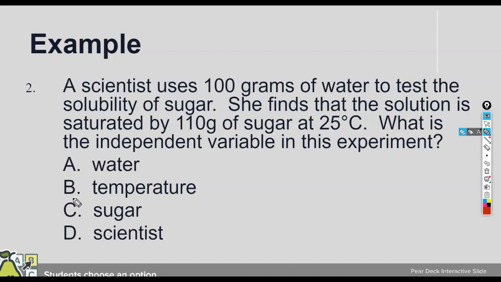Okay, so remember, in this type of experiment with solubility, the thing that the scientist is controlling is the temperature. Okay, so temperature is the independent variable. The dependent variable is not even listed here. The dependent variable is actually the solubility. Okay, so the water would be a constant. This doesn't even make sense, and this doesn't even make sense. Okay, so the independent variable is the temperature. Okay, so pause it there, make sure you have that in your notes.